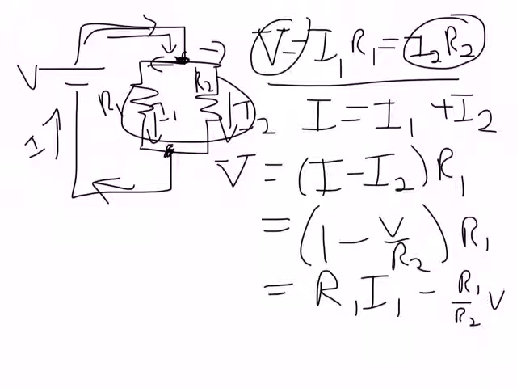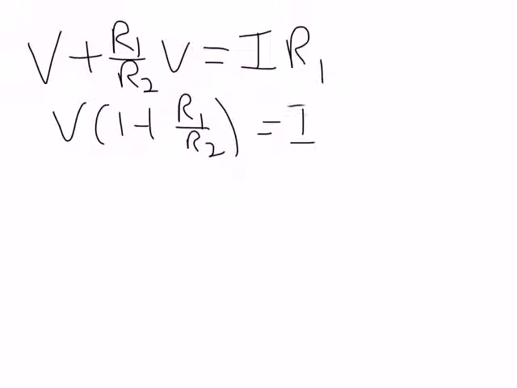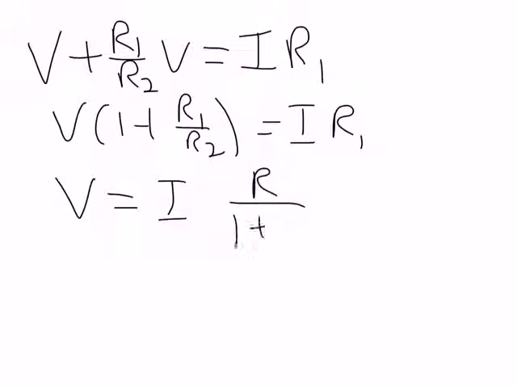Okay, so now I'm going to clear the screen real quick, and start moving the V over to the left side. So we've got V plus R1 over R2 V is equal to I R1. In other words, V times 1 plus R1 over R2 is equal to I R1. We're getting close. V is equal to I times R1 over 1 plus R1 over R2.